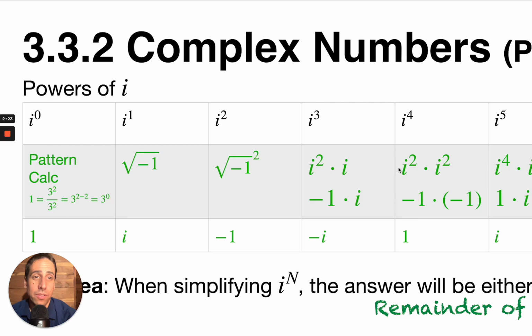What is i to the fourth? Well, i to the fourth is the same thing as multiplying i by itself 4 times. It's i times itself twice times i times itself twice. And we know what i squared is. That's -1 times -1, which is +1.